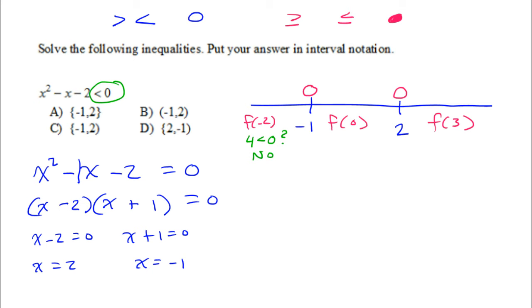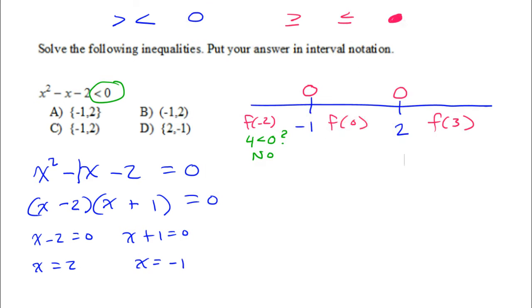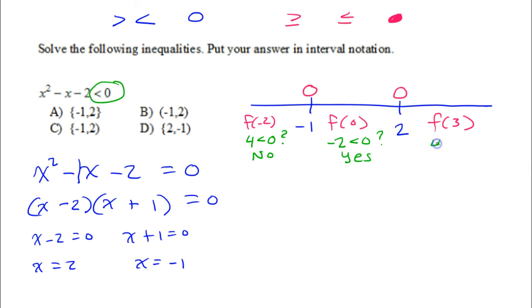What about the next one? At 0, the value is negative 2. So, negative 2, you say. Is that less than 0? Why, yes, it is. All negative numbers are less than 0. What about at 3? Alright, at 3, the value is 4 again. Is that less than 0? Well, we already answered that question. No, 4 is not less than 0.